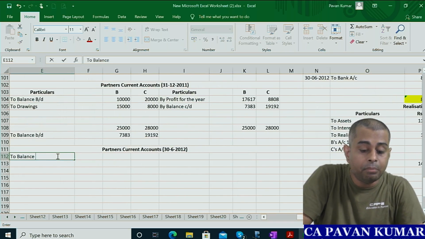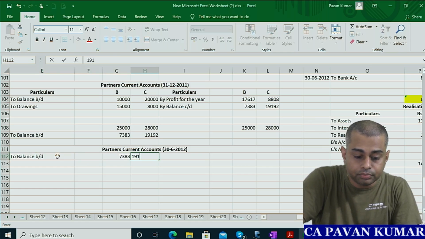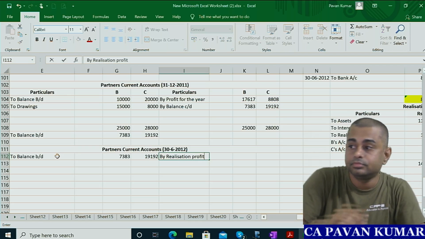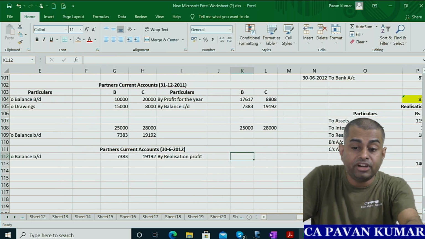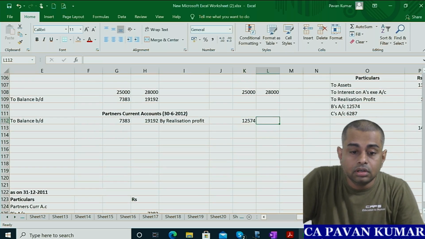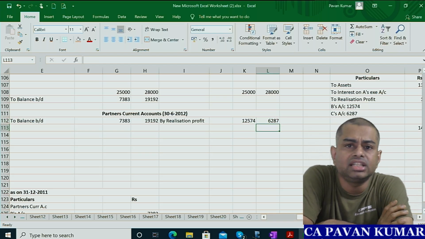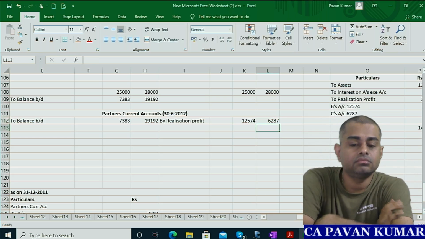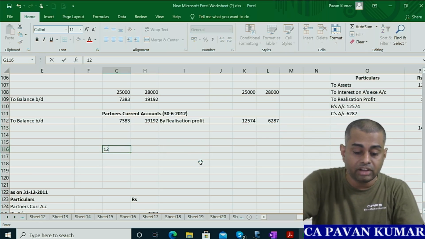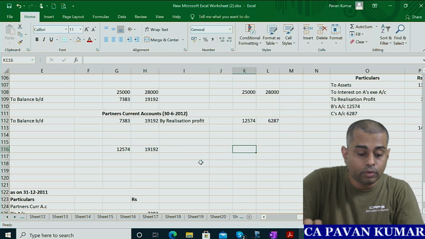So to balance brought down 7383 as above, 19,192. Now you have the realization profit. What is the realization profit? It is there on the screen itself: 12,574 to B and 6,287 to C. Correct? Whatever the balance is, we'll transfer to the capital account. So here, is it debit or credit? Credit is 12,574, and here the total is 19,192.